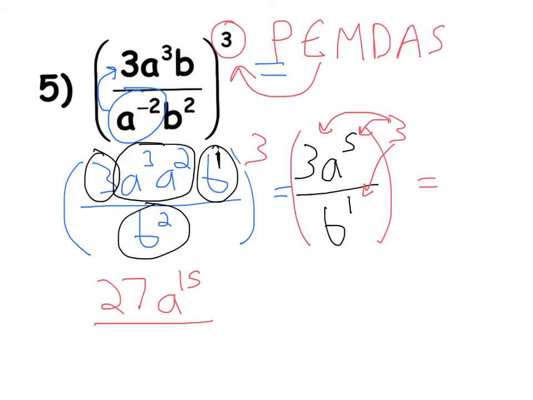And then, last but not least, b to the first in my denominator, raised to the third power, means I have b to the first, b to the first, b to the first. 1 times 3, exponent raised to an exponent, I multiply, gets me b cubed, and that looks like a good final respuesta.